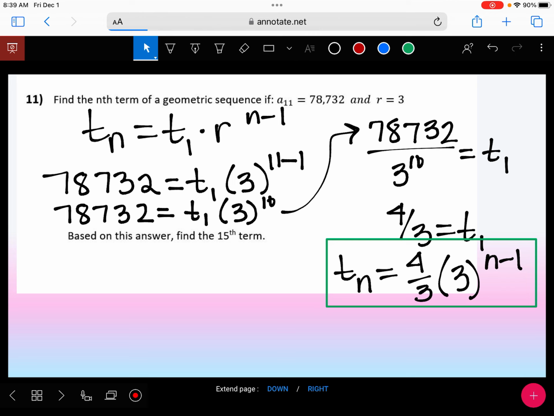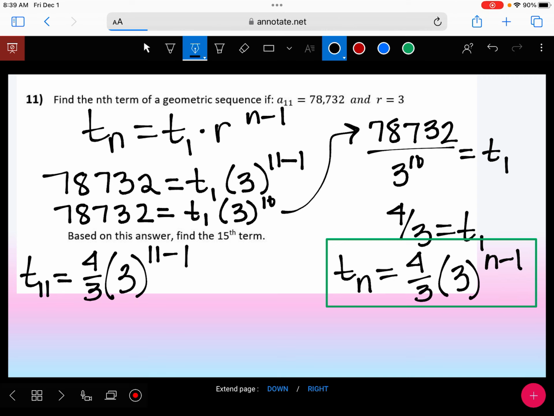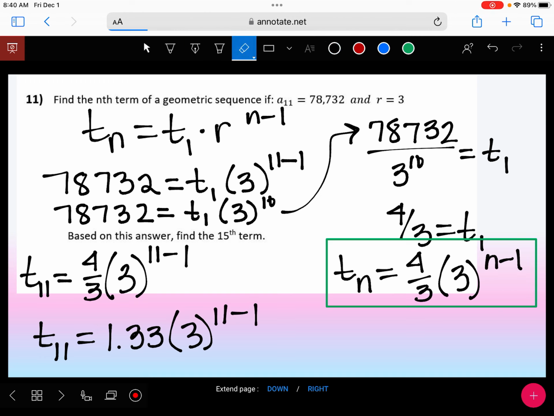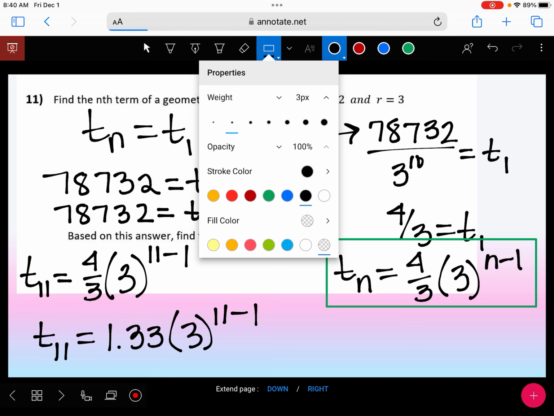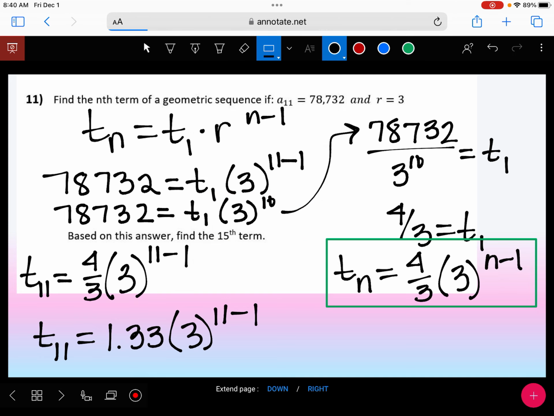Okay? So for the second part, in order to get the right answer, if you type in your calculator to find T sub 15, 4/3 times 3 to the power of 15 minus 1, you get a different answer if you use 1.3. And it doesn't matter how many 3s you put in there, it's still not going to be accurate. Is it 11 or 15? It's 15. Thank you. The answer that you get is different. So that's why I would just prefer that you use the fraction.